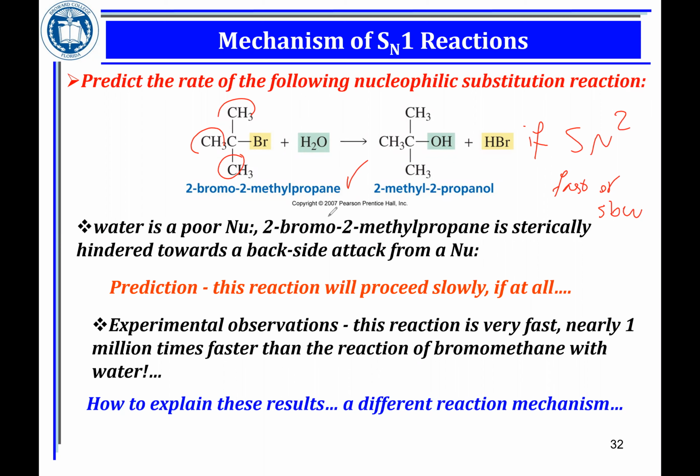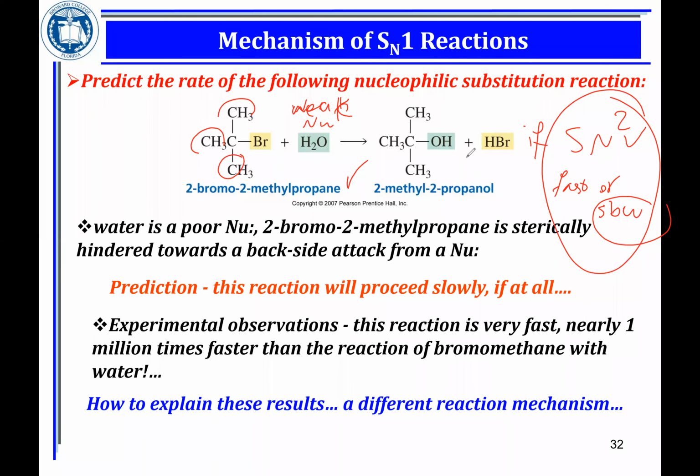Can you identify your nucleophile? Which species counts as a nucleophile here? The H2O. So your nucleophile is a very weak nucleophile, and this is a bulky alkyl halide. So SN2 is going to be very slow, right? Very slow. If it's SN2, it's going to be very slow.